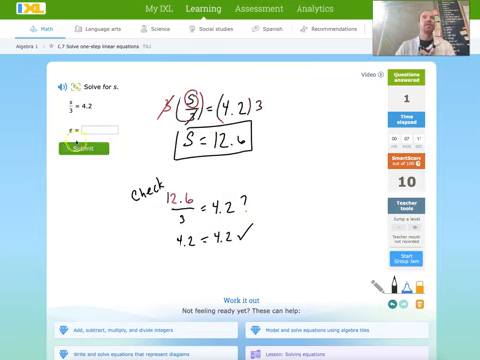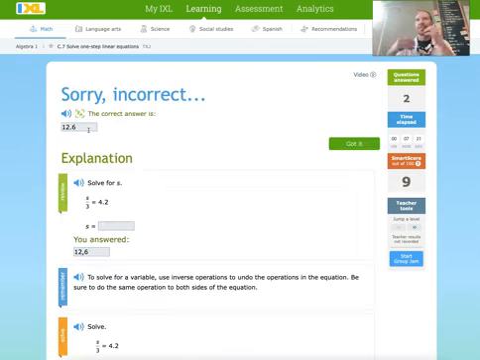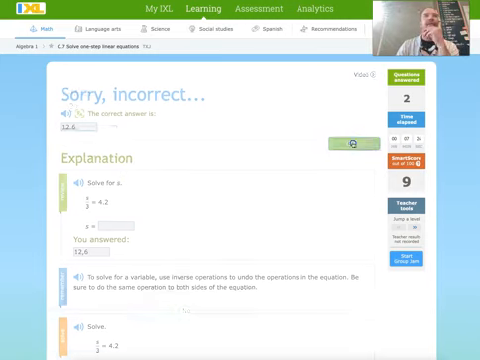Let's type that in. 12.6. Whoops, I put a comma. Okay, whoops, so that was a typo. Not 12, comma 6, but 12.6. I got it, IXL. Thank you.